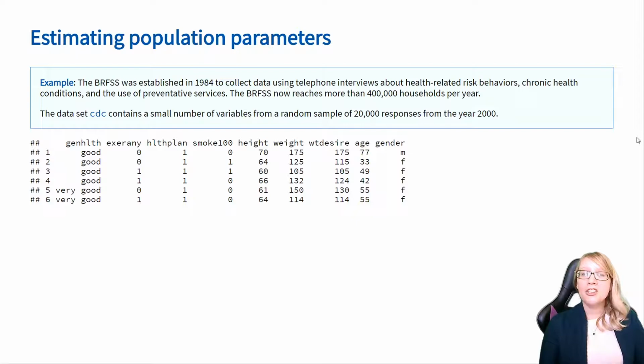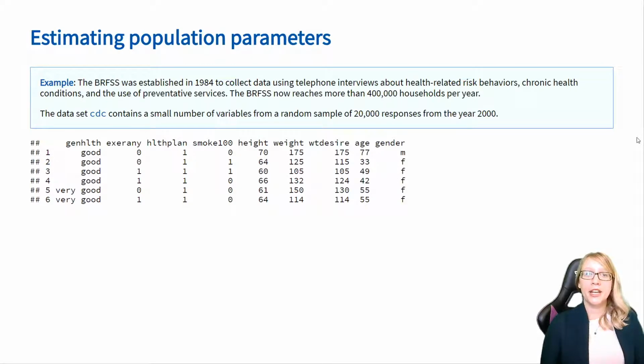So let's look at just one example, the BRFSS, or the Behavioral Risk Factor Surveillance System. This was established in 1984 to collect data using telephone interviews about health-related risk behaviors, chronic health conditions, and the use of preventative services. This survey has gone on annually. It reaches about 400,000 households per year, so it's a fairly large survey.